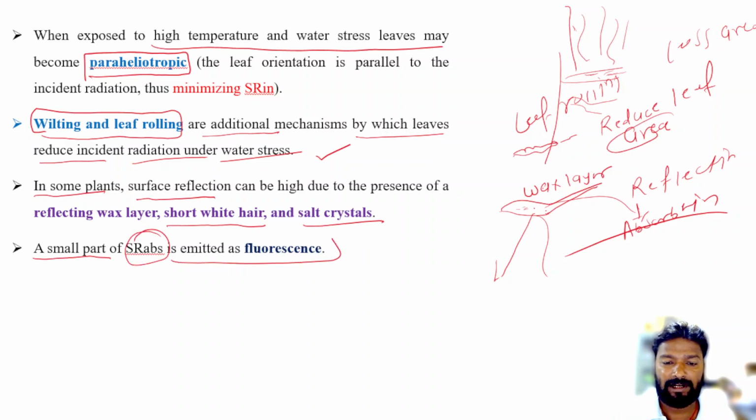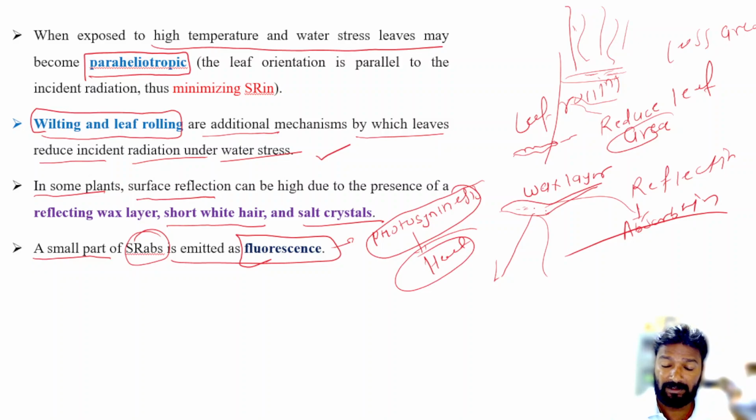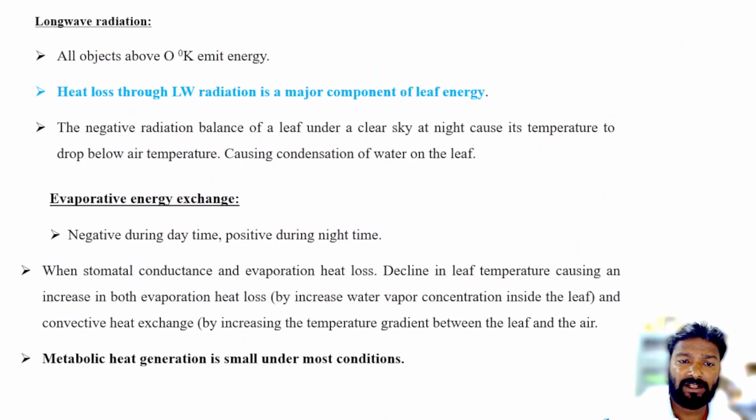And a small part of this solar radiation absorption is emitted as fluorescence, mainly during the process of photosynthesis. Means during the photosynthesis there will be loss in the form of heat. Okay, so this is about the short waves. Then come to the long wave radiations.